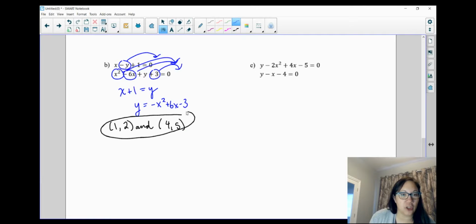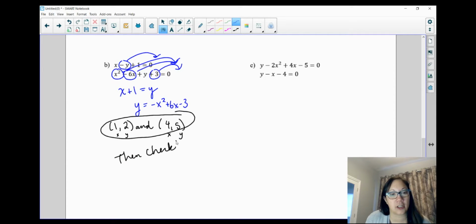Now, if I were going to check these, this would be my x and my y, and this would be my x and my y. And what I'd have to do is check each x and y in each equation. So I'd have 4 checks. I'd have to check this point in both equations, and I have to check this point in both equations. So there would actually be 4 pieces of your check shown. We're not going to do that in this section, but we're just going to acknowledge that then we would normally check it.